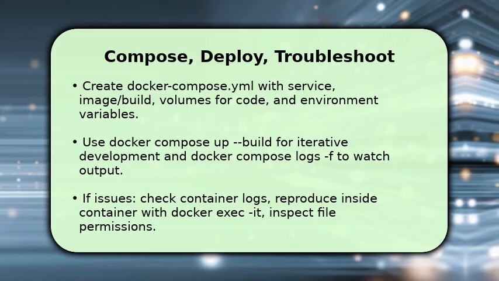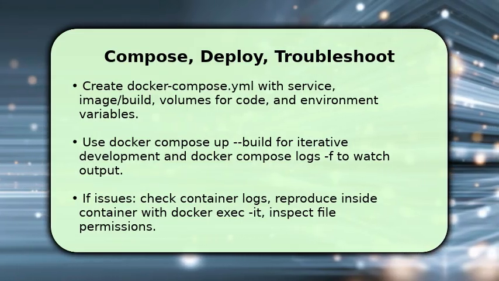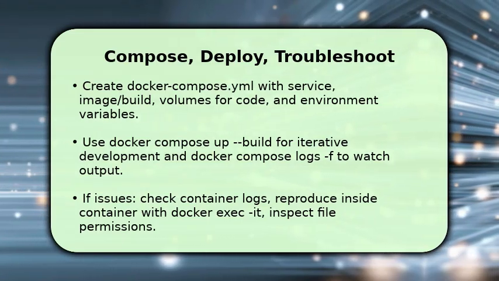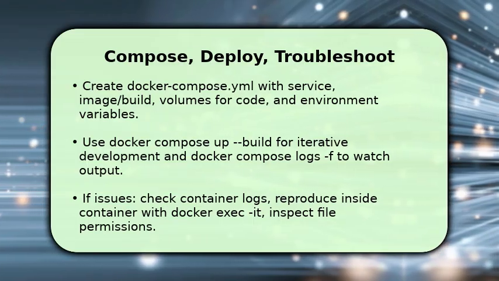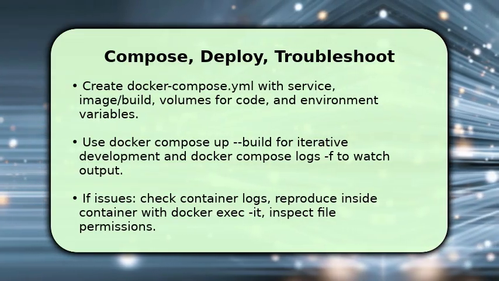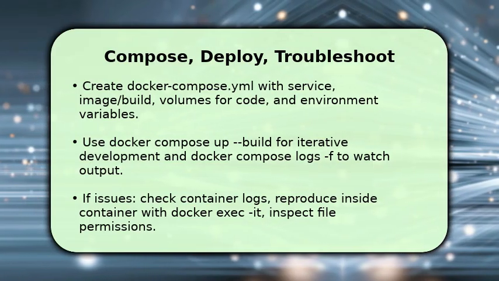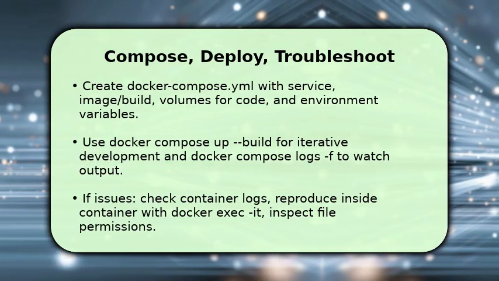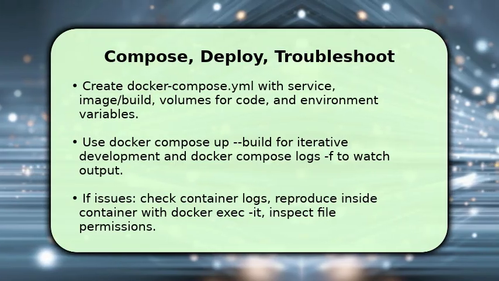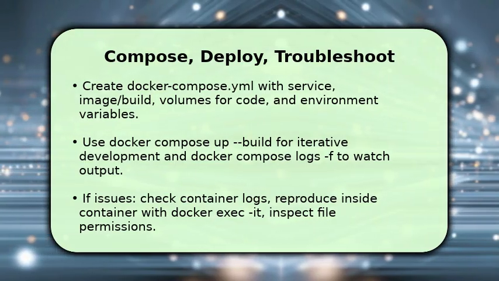Once composed, run docker compose up --build to iterate quickly and use docker compose logs -f to follow runtime output. If something fails, enter the running container with docker exec and reproduce the failure. Check permissions, missing dependencies, and port bindings. Remember to rebuild only when dependencies change, and prune unused.